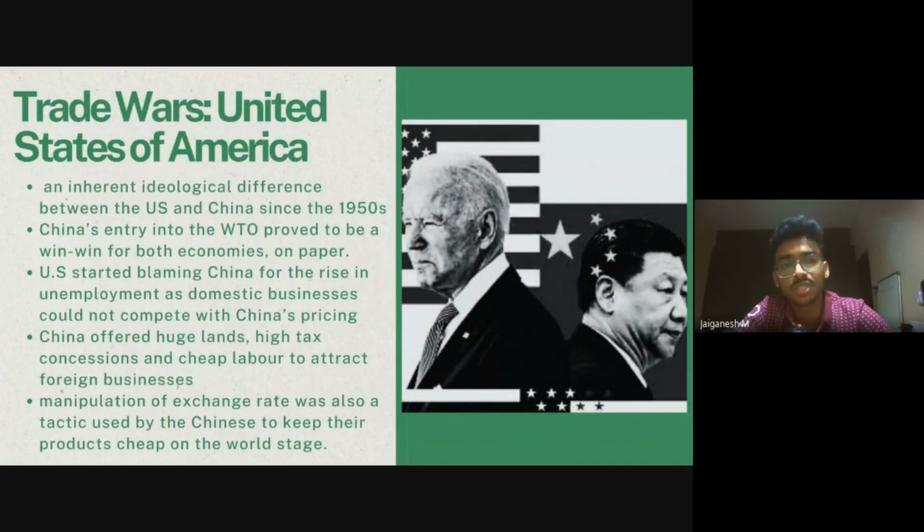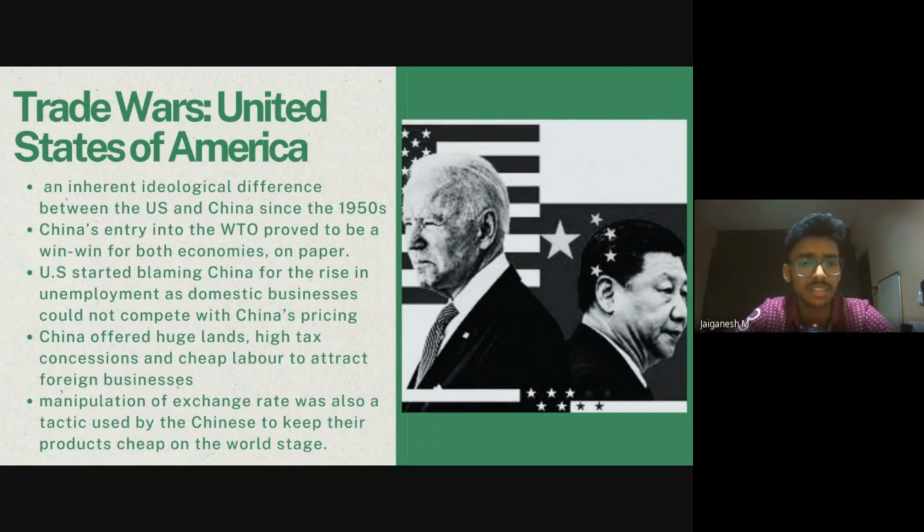So let's focus on the trade war that happened between the US and China in 2018. Both the US and China have been in an ideological dispute since the beginning, as the US prefers more of a free market economy, while China is a communist nation.